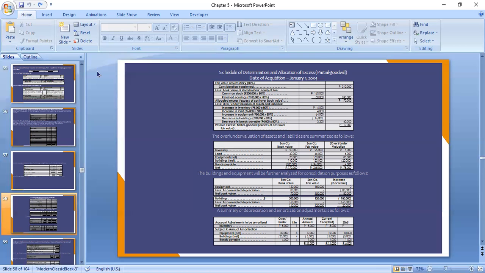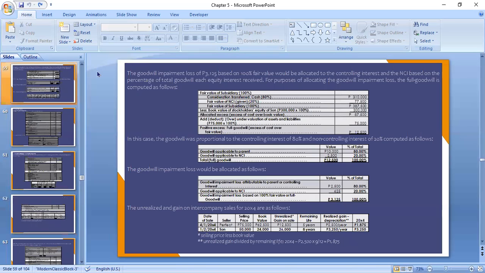So we have the equipment minus the accumulated depreciation. The difference is the net book value, and then for the buildings minus accumulated depreciation, we have the net book value. So the summary of depreciation and amortization adjustments is given. We have the annual amount in the current year.